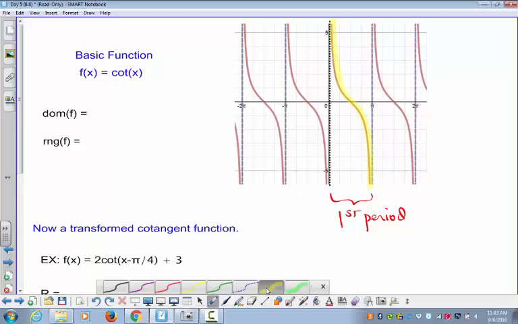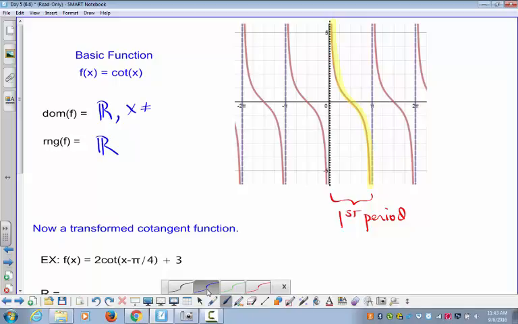So this one, we'll do the same thing that we did with sine and cosine. Find the phase shift, add the period. They'll be the same. Domain. What's the domain for this one? Looks like all reals except the asymptotes. The asymptotes are pi apart. All right, that's pi.